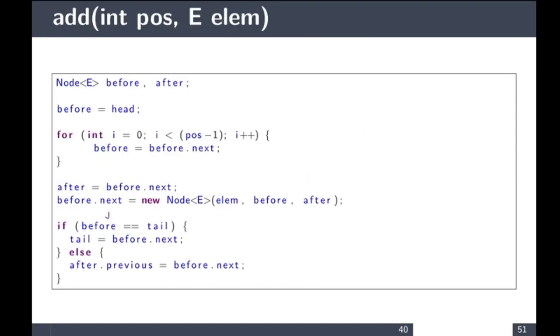So if before is pointing at the current tail node, then we've extended the list and we added an element after the tail node. So we now need to make tail pointing at the new node that was added. Otherwise, before was pointing at an internal node of the list, and it is safe to change after.previous to make it point to the new node.